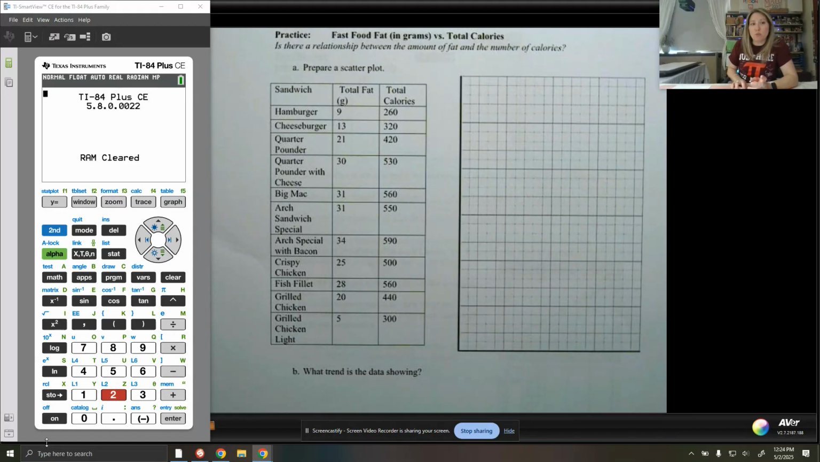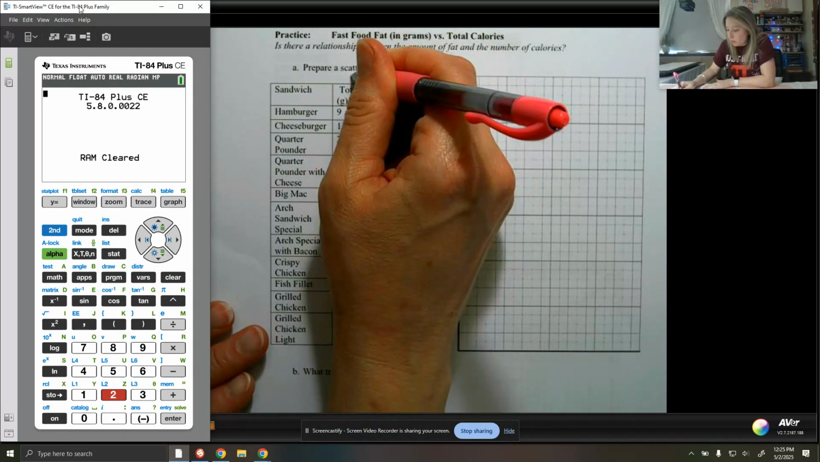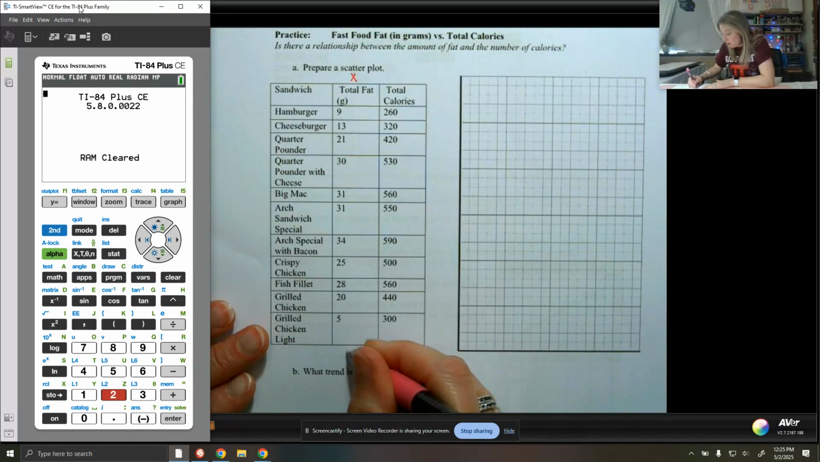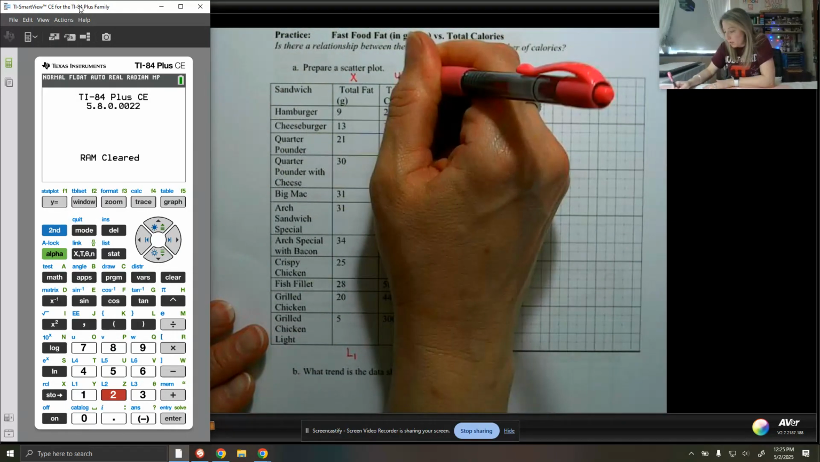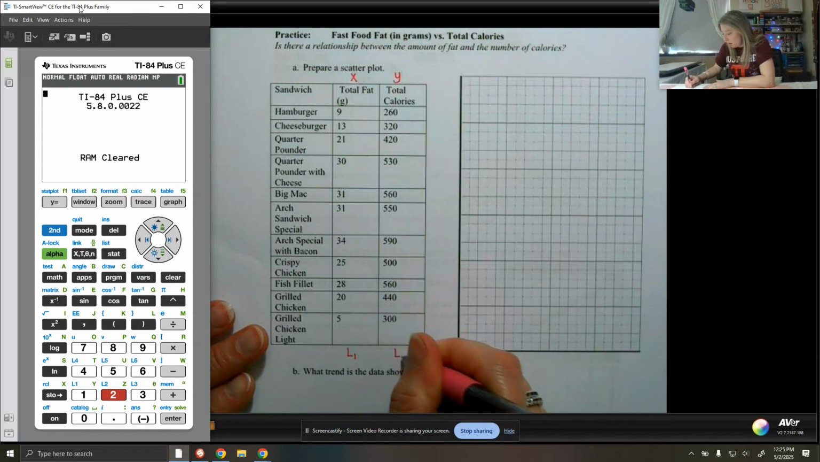So let's start, we have our graphing calculator in our hand. We have our RAM cleared. Let's start with entering the data into the graphing calculator, and we'll put the graphing calculator aside and do the scatter plot, and we'll come back to the graphing calculator. Okay. So let's grab the graphing calculator. Let's say that total fat grams are going to be our X, which is going to be our L1, and that calories are going to be our Y, which is going to be our L2.